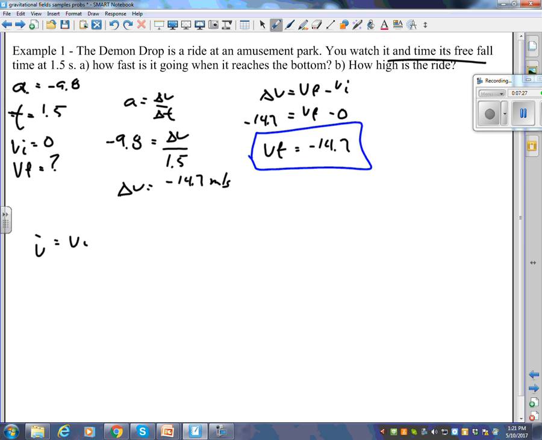Okay, Brandon, enough. Stick with this conversation, please. So we're going to find the average. This is going to be 0. This is going to be minus 14.7 divided by 2, or minus 7.35, right? And now you can do that other one.